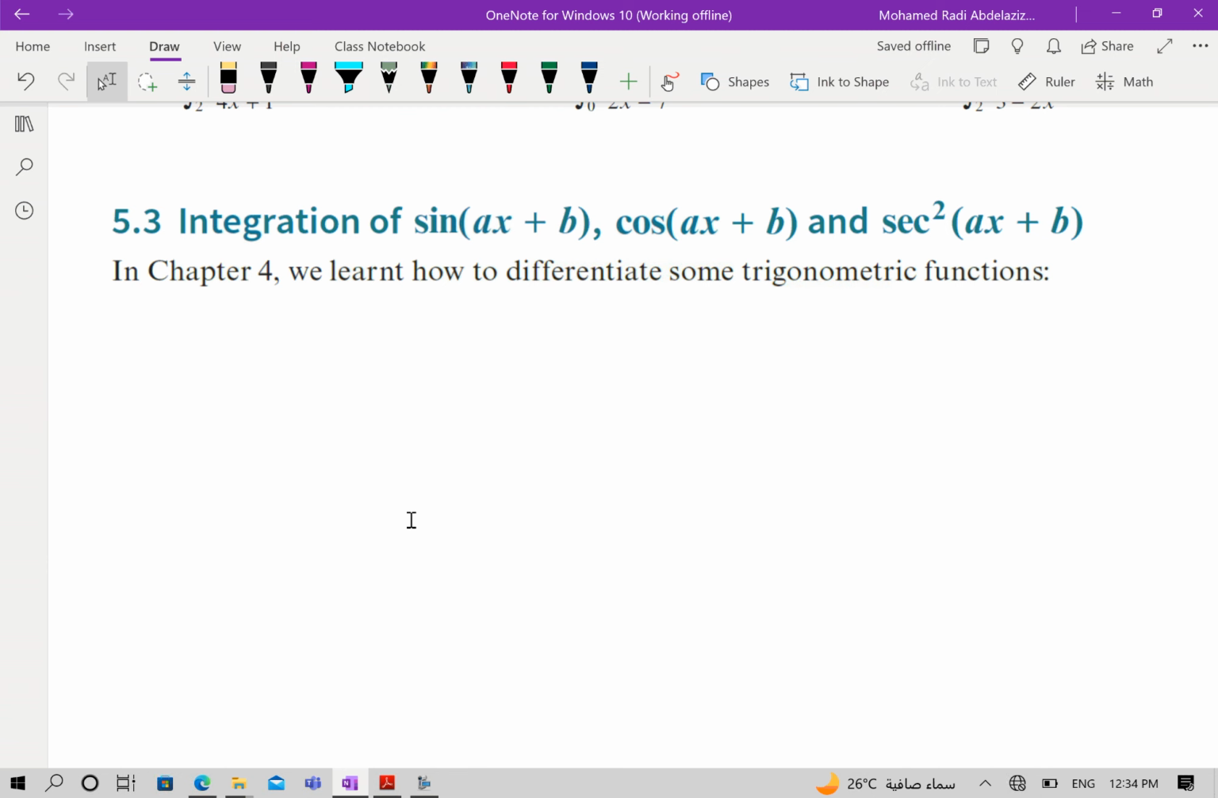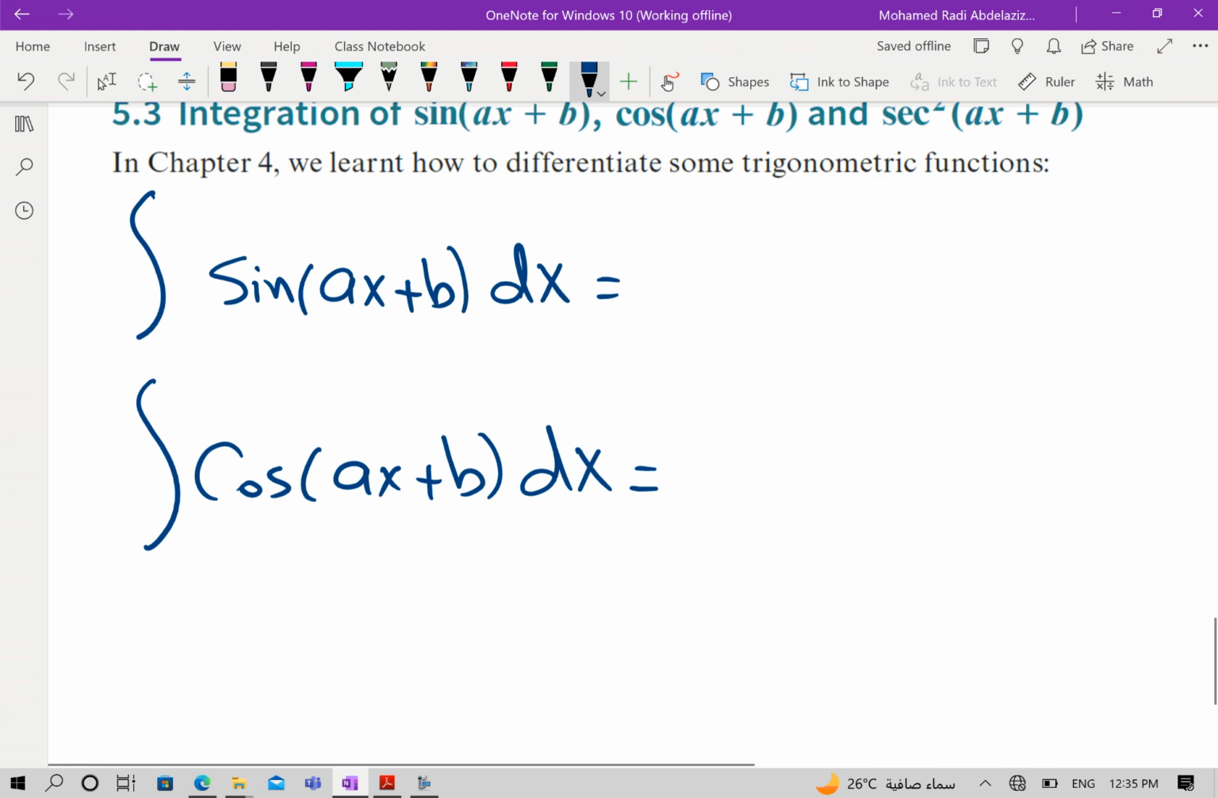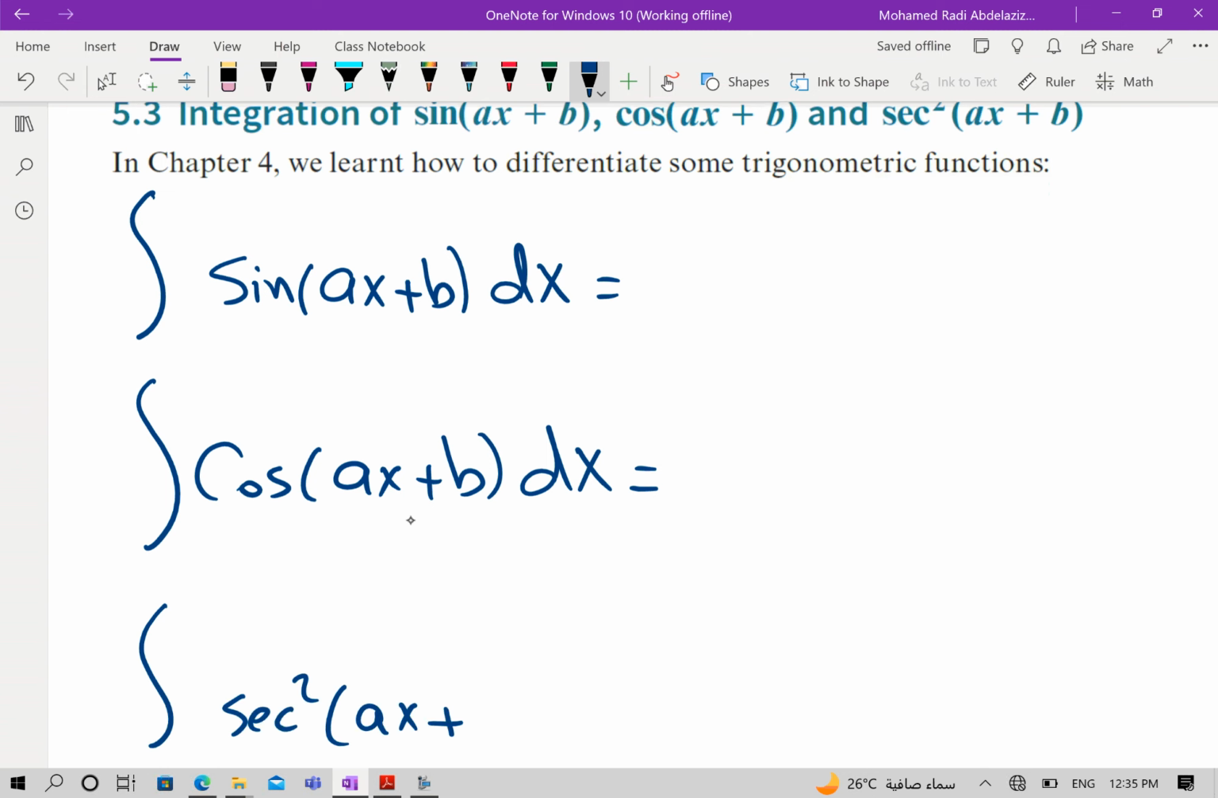So, if I ask you to integrate sine(ax plus b) dx, integrate cosine(ax plus b) dx, integrate sec squared(ax plus b) dx. The integral of sine came from negative cosine, so the answer will be negative cosine.